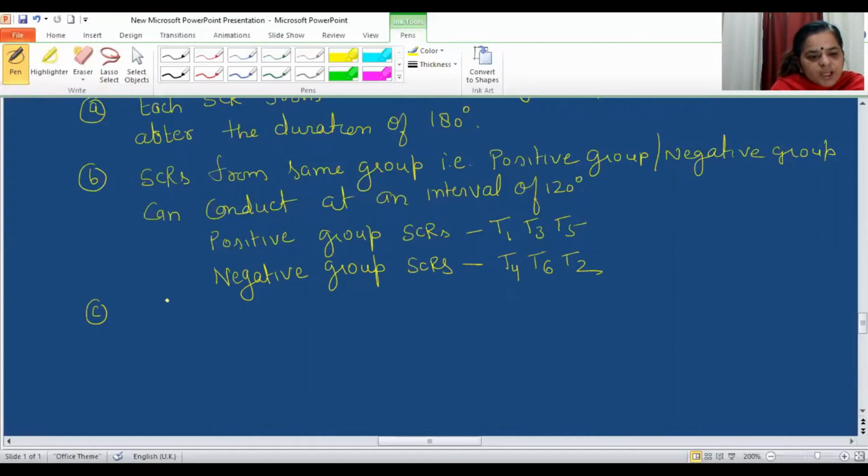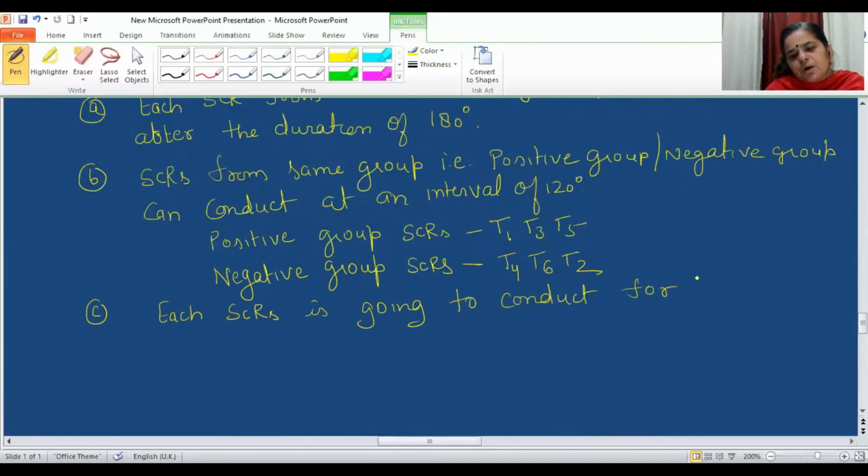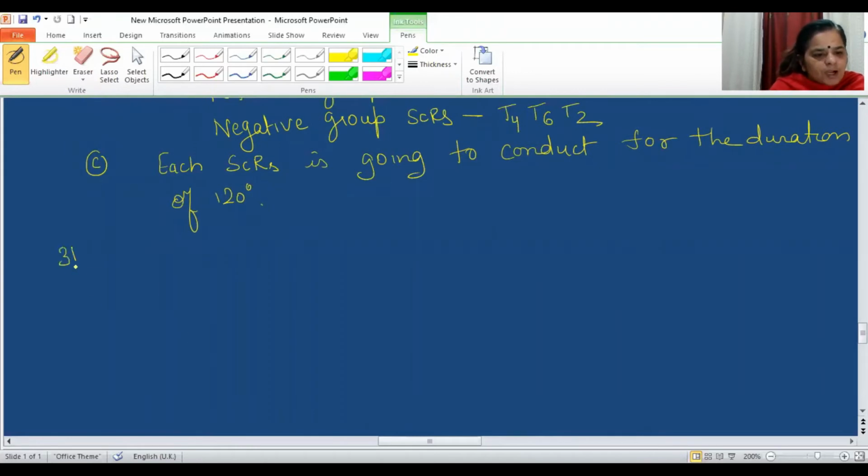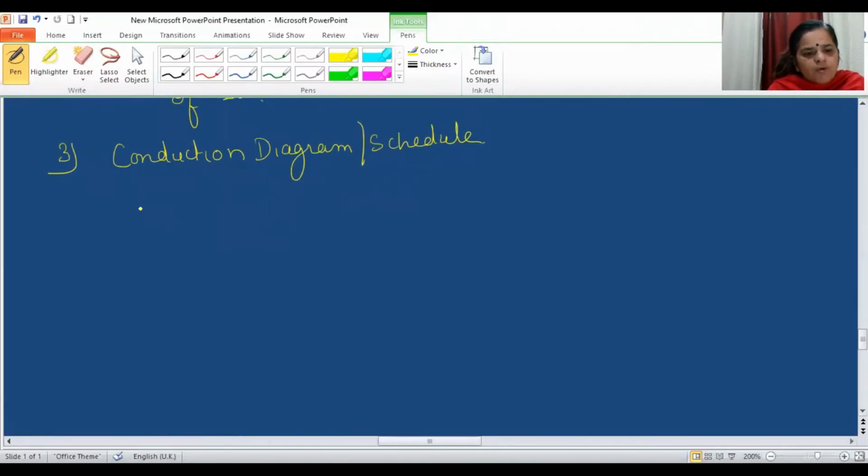And the third assumption is that, as it is a 120-degree mode of operation, each SCR is going to conduct for a duration of 120 degrees. So now, based on these assumptions, we are supposed to make the conduction diagram, also called the conduction schedule of the SCRs. That diagram I can make in the form of blocks.